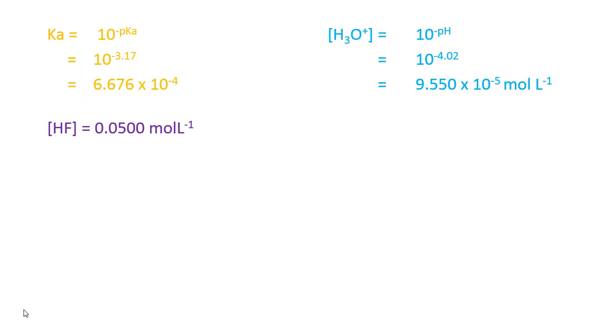So here I've calculated those values. So Ka is 10 to the power of the negative pKa. I get 6.67 times 10 to the negative 4 for that. H3O plus is 10 to the negative pH, and I get 9.550 times 10 to the negative 5 moles per litre for the H3O plus concentration, and the HF concentration was given in the problem as 0.05 mol per litre.